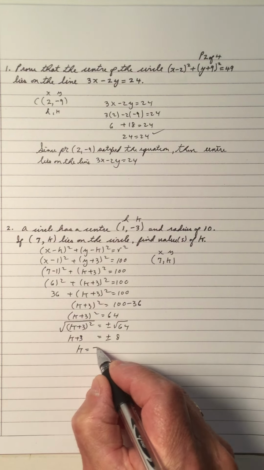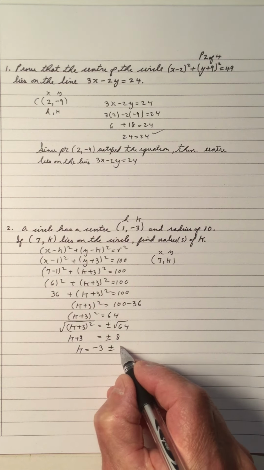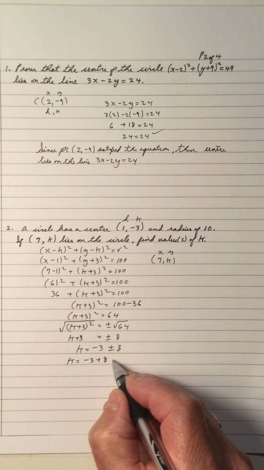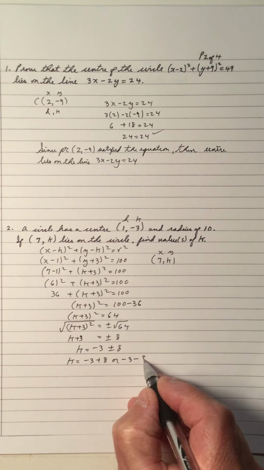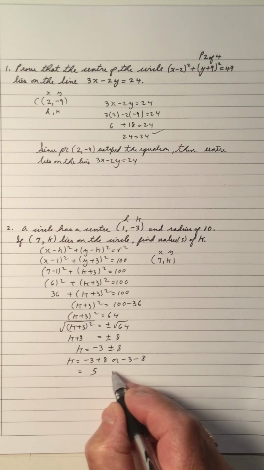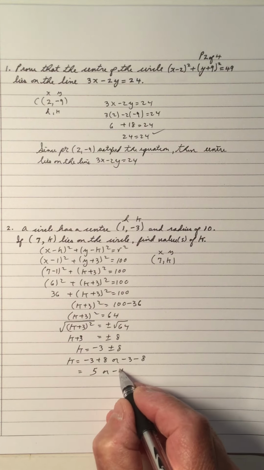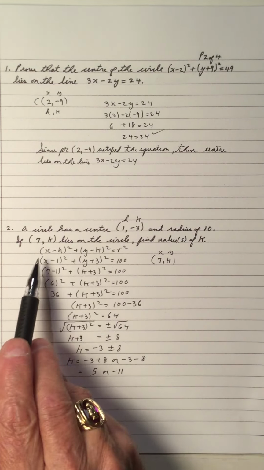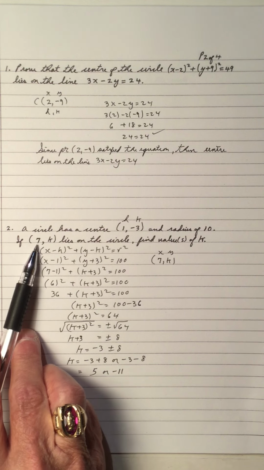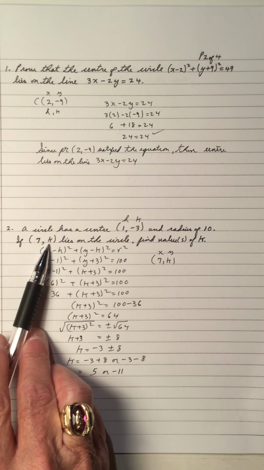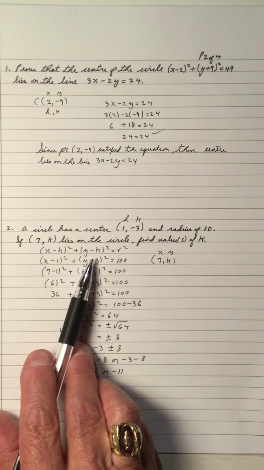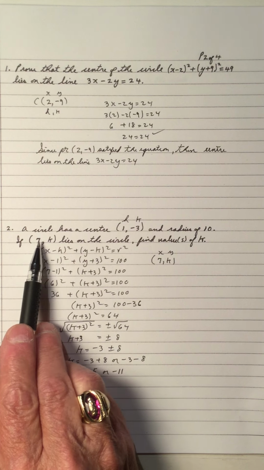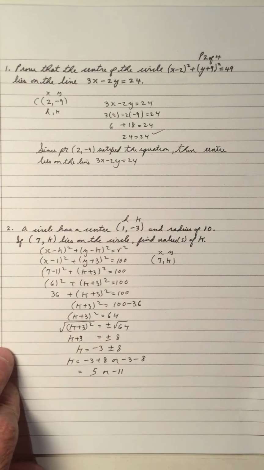So k is equal to −3 plus or minus 8. That means k is equal to −3 plus 8 or −3 minus 8. So k is 5 or k is −11. So that's the values of k. So if you take the point (7, 5), k is 5, and sub into this equation, then it'll make it true. Or if we take −11 and put it right here, (7, −11) lies on the circle.